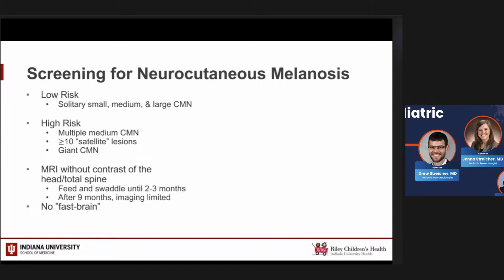The other thing from an ordering standpoint is we don't want to be doing a fast brain protocol or fast spine protocol for these screening exams. We really want to have good high resolution imaging.